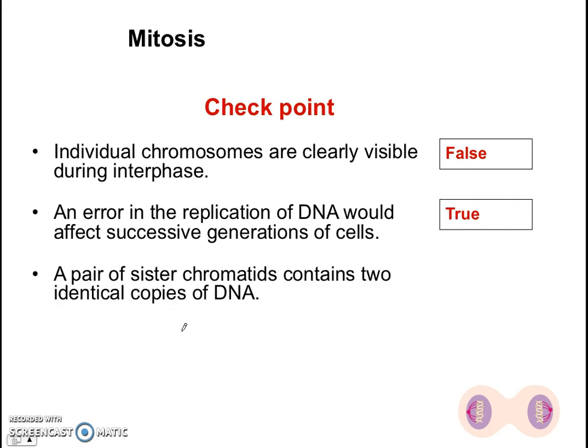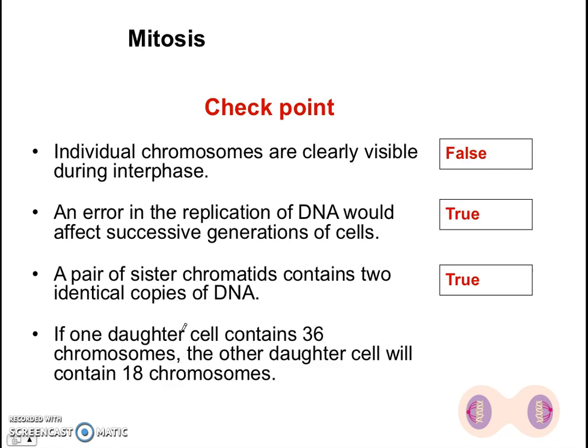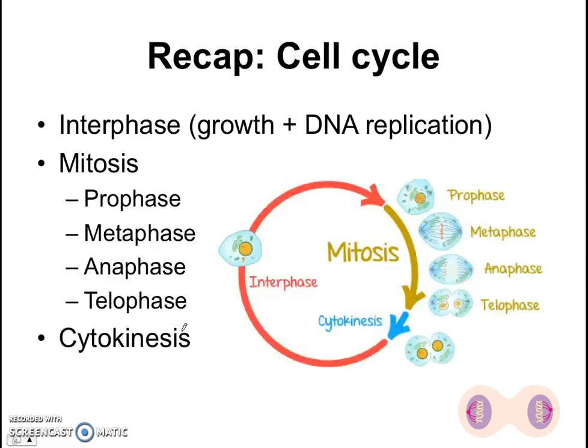A pair of sister chromatids contains two identical copies of DNA. So are the sister chromatids identical? And the answer is true. They're identical, and they are joined together at the centromere. And the final one: if one daughter cell contains 36 chromosomes, the other daughter cell will contain 18 chromosomes. And you know in mitosis that this is false. The two daughter cells should be genetically identical, contain the same number of chromosomes as the parent cell and one another.